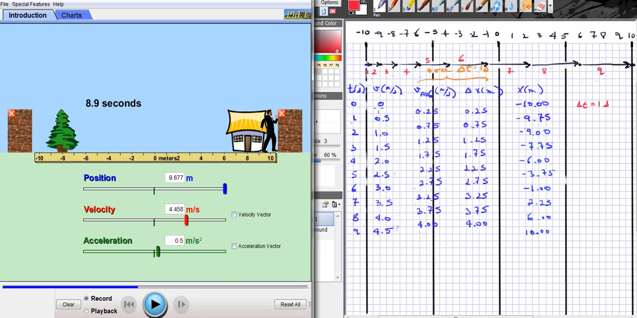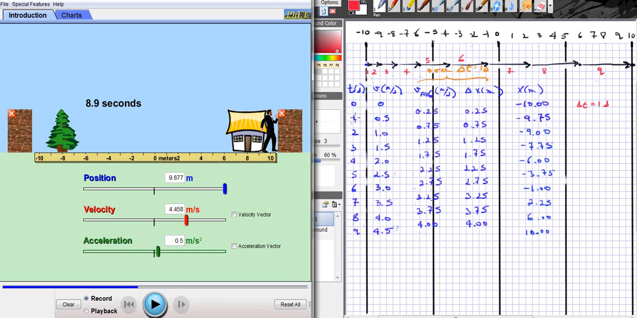So look at this first time interval. From time 0 to time 1, he starts at 0 meters per second, and 1 second later he's going at 0.5 meters per second. So that means that his average velocity is halfway in between these two numbers. Well, that would make it 0.25. Well, if his average velocity over this 1 second time interval is 0.25 meters per second, it means he's gone 0.25 meters during that 1 second. And so therefore, from time 0 to time 1, he's gone from minus 10 to minus 9.75. He's gone 0.25 meters to the right.